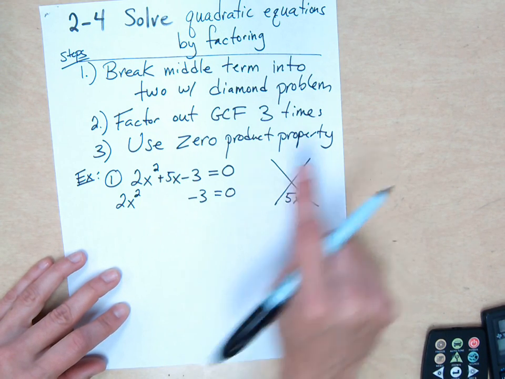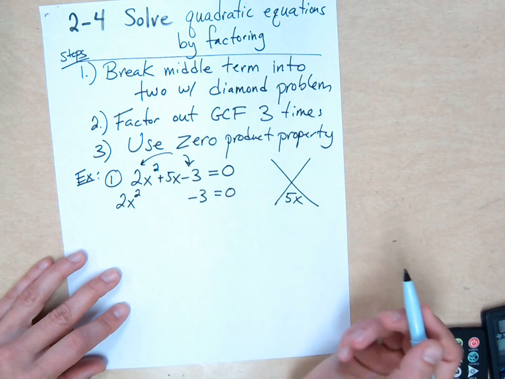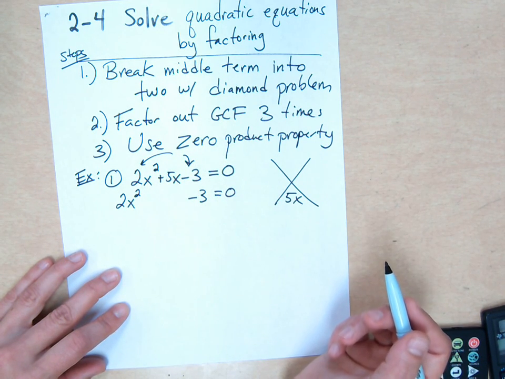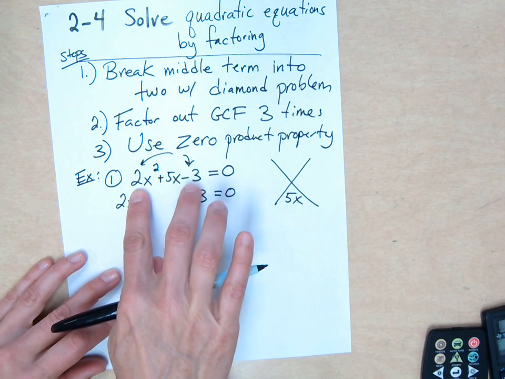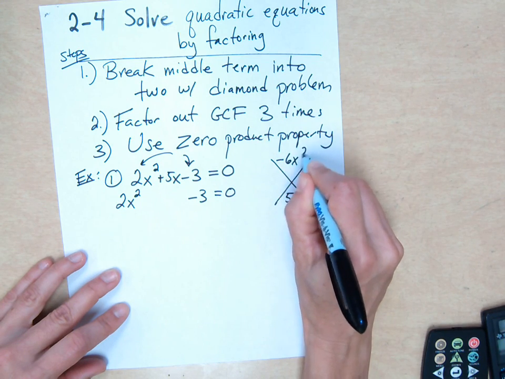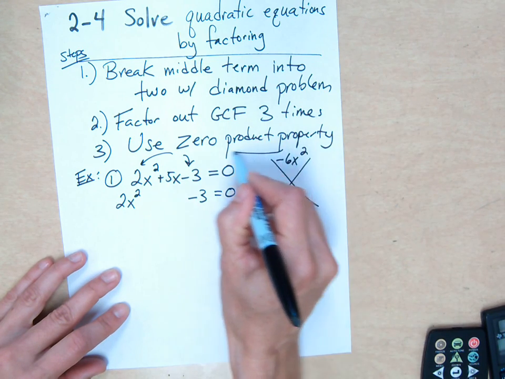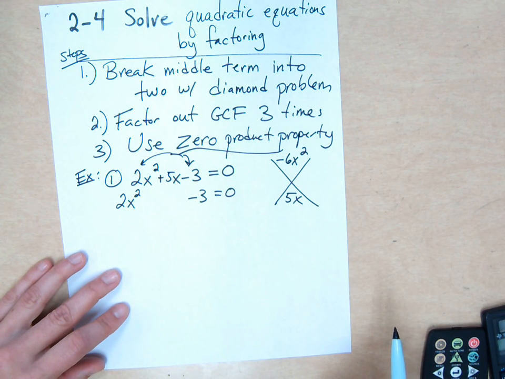On the top, you multiply the first and the last terms together, like you're used to. There's nothing different. You're already used to doing this if you use diamonds at all. So 2x squared times negative 3 is negative 6x squared. So that goes on top. That's probably the hardest part.